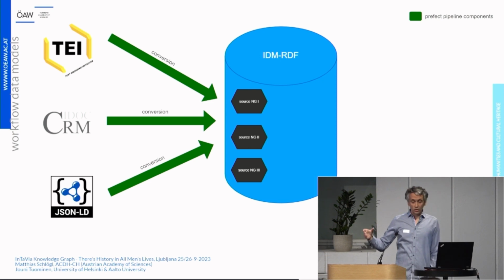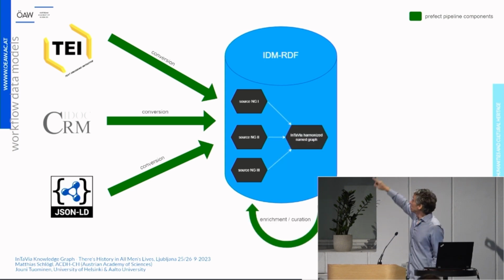So how does the workflow, the data flow in our system? We start off with the original data. For the Slovenian biography, it's, for example, CIDOC. For the Finnish data, it's already CIDOC CRM, and for the Austrian data, it's a JSON API. We convert that with these Prefect pipelines or on local machines to the target ontology, the IDM-RDF ontology, and put that in source named graphs in the triplestore.